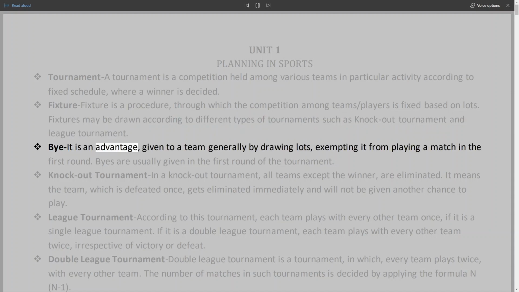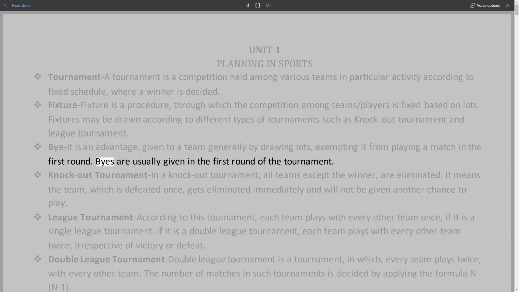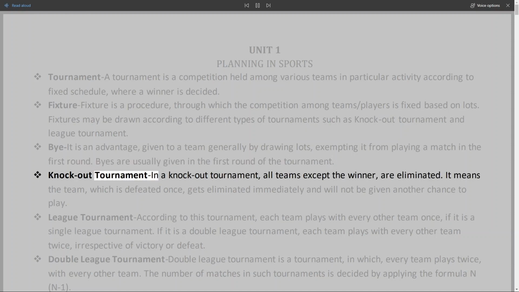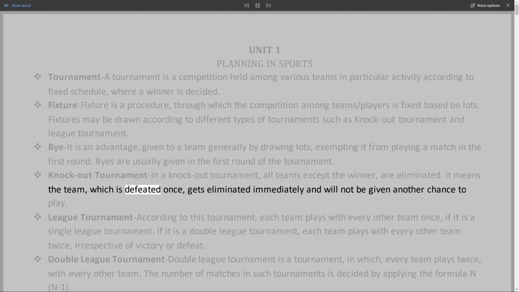Bye is an advantage given to a team, generally by drawing lots, exempting it from playing a match in the first round. Byes are usually given in the first round of the tournament. Knockout tournament: in a knockout tournament, all teams except the winner are eliminated. It means the team which is defeated once gets eliminated immediately and will not be given another chance to play.